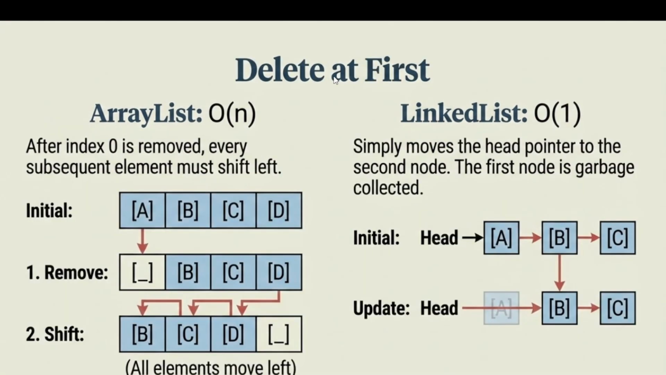When we come to delete at first. Whenever we are removing an element from the ArrayList, say A, B, C, D is there and we are removing A, each element is moved to the previous position, so the time complexity will be O of n. In the case of LinkedList, deleting at first, the time complexity will be O of 1. Why? Because we don't need to traverse the elements.